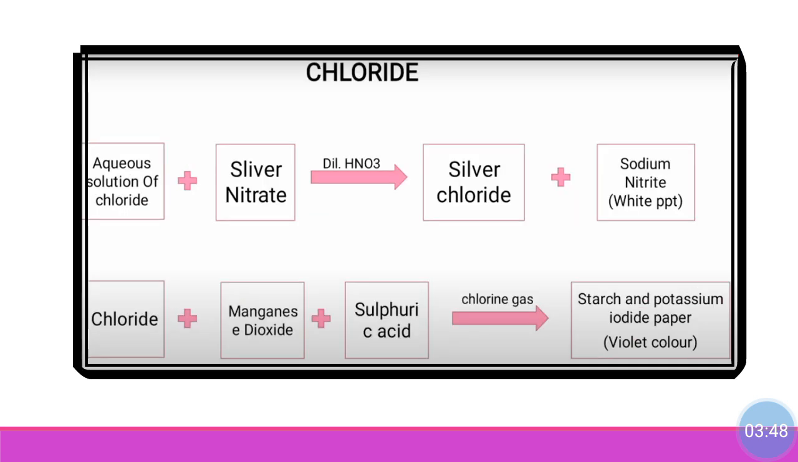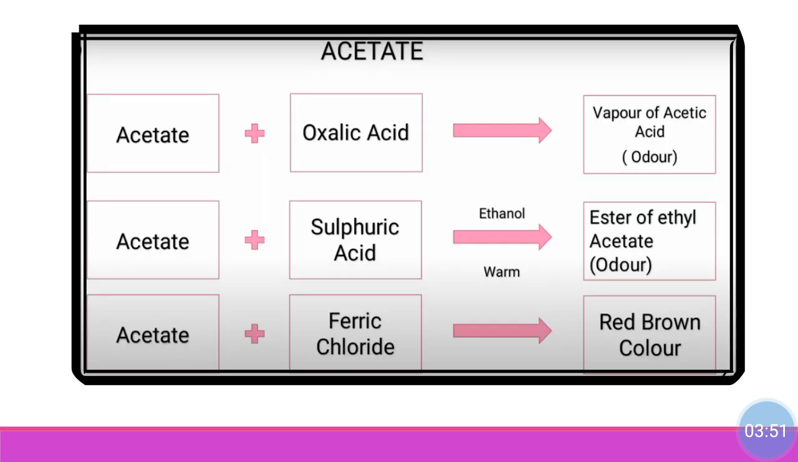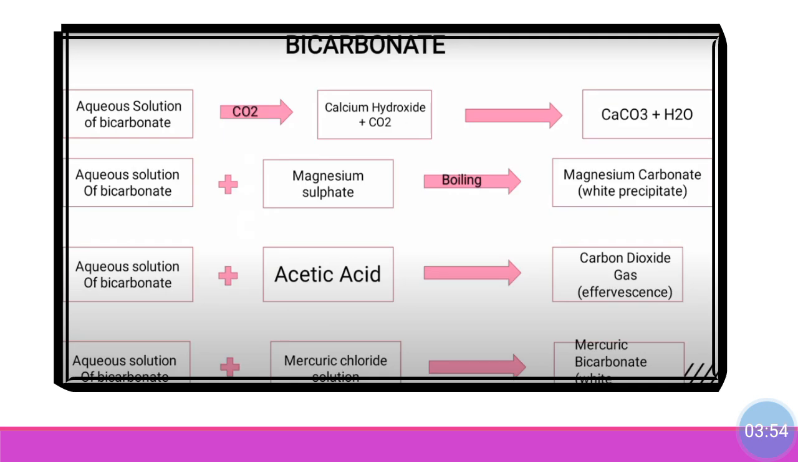After acetate, next is bicarbonate. In the bicarbonate tests, the first one is a very simple test: when the aqueous solution of bicarbonate reacts with acetic acid, effervescence of CO2 is formed. What is the meaning of effervescence? Effervescence means, if there is a glass and suppose you add any fruit salt sachet in that, then fumes, that is, a foam-like structure, comes. That is the effervescence.